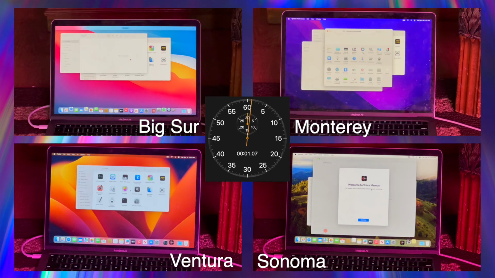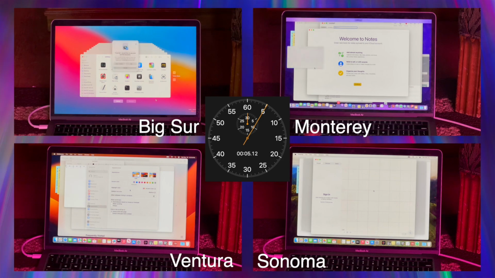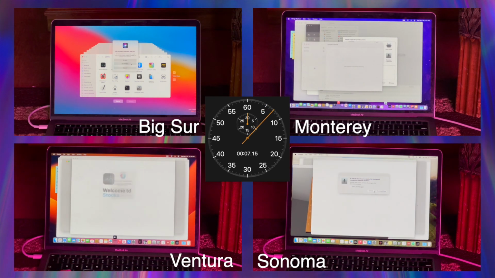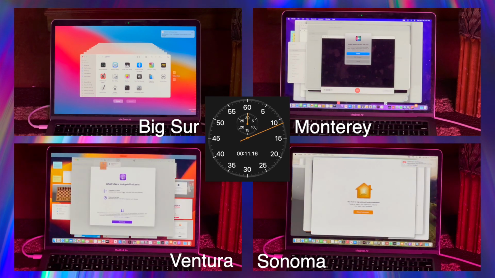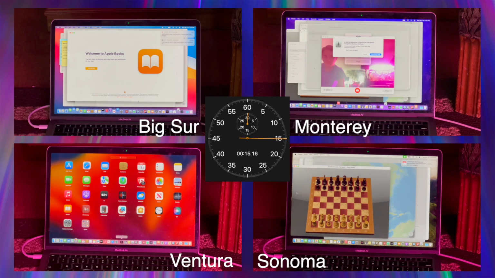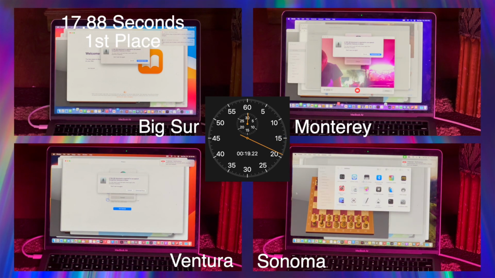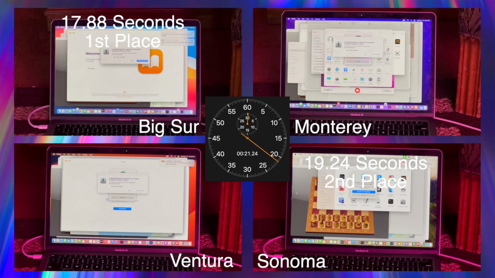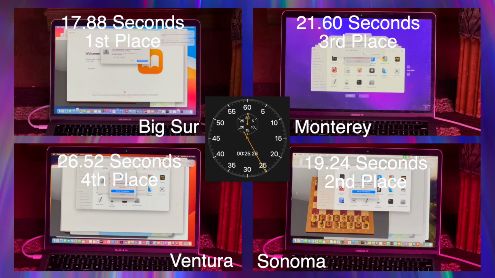Now the next test is the open up every single app in the applications folder test. So I did unselect shortcuts, clock, weather, and freeform that had those apps, just to make it fair for everyone. Big Sur is in first place, Sonoma is in second place, and then we need to wait for Monterey to be in third place, and then Ventura is in fourth place.